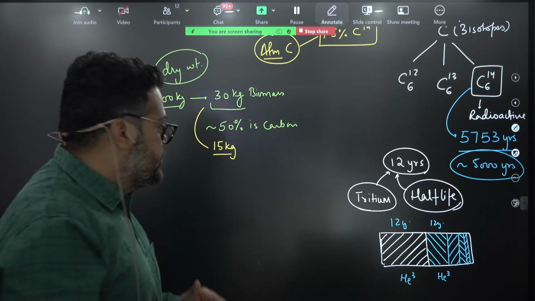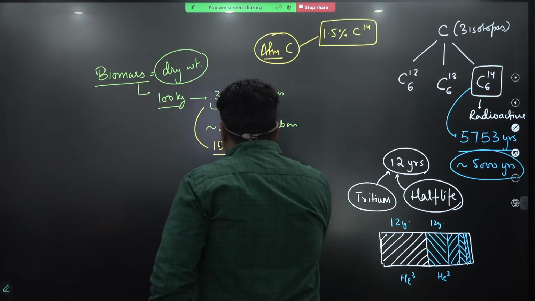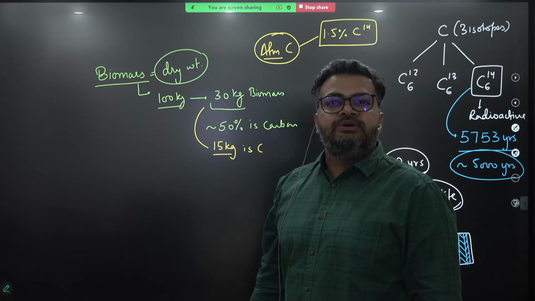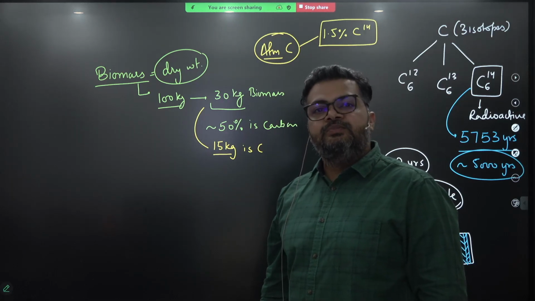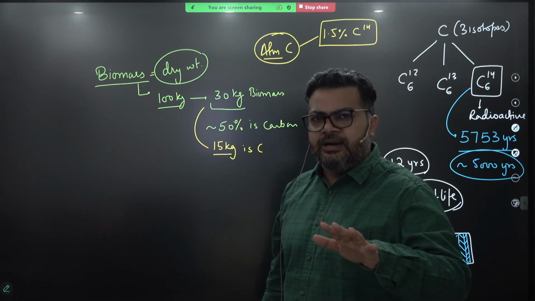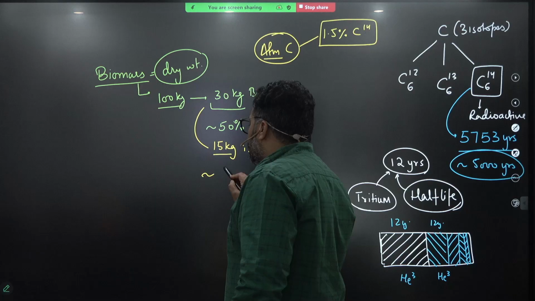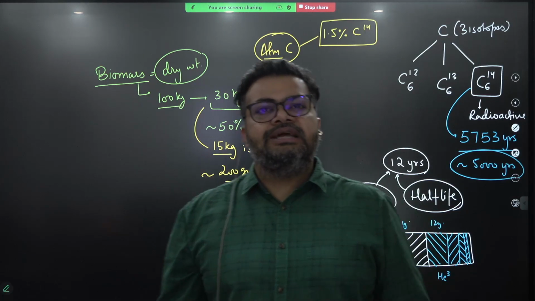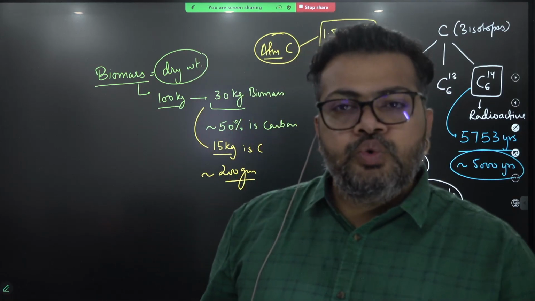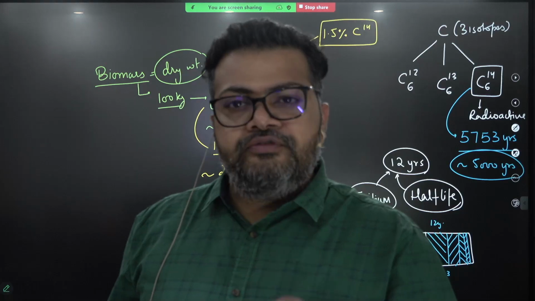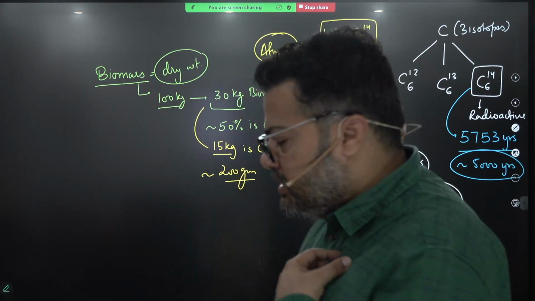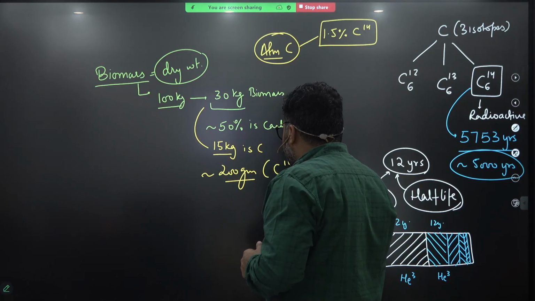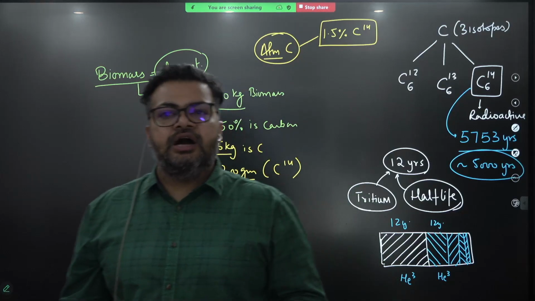So 1.5% of all the carbon that we have in our body actually primarily comes from the atmosphere only. So guys, if 15 kg is carbon in the body, what is 1.5% of 15 kg? It is 225 grams, but let's consider it to be 200 grams. 200 grams of all my biomass, considering my weight is 100 kg, is C14, is radioactive carbon.